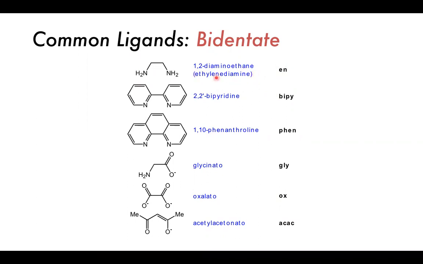So en is 1,2-diaminoethane, 2,2'-bipyridine is bipy. 1,10-phenanthroline is phen. We also have glycinato, which comes from the amino acid that's commonly abbreviated as gly. Oxalato, which comes from oxalate, which is ox. And then acetylacetonato, acac, is also a very common ligand. Again, you probably need to be aware that that is a bidentate ligand.